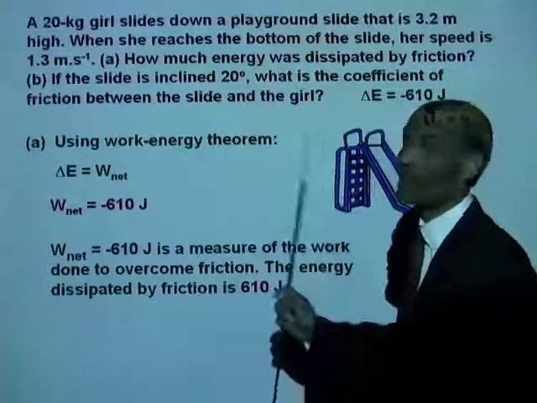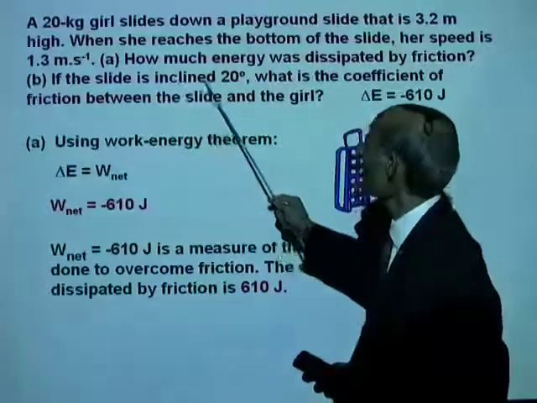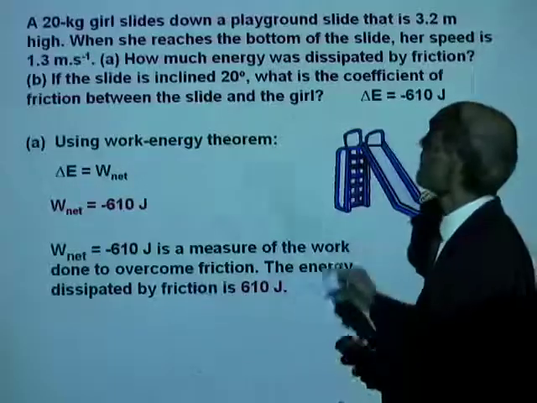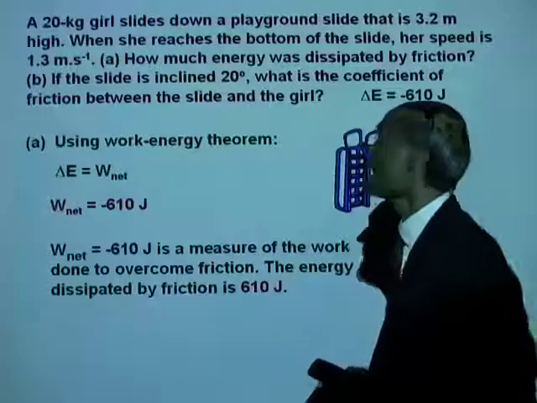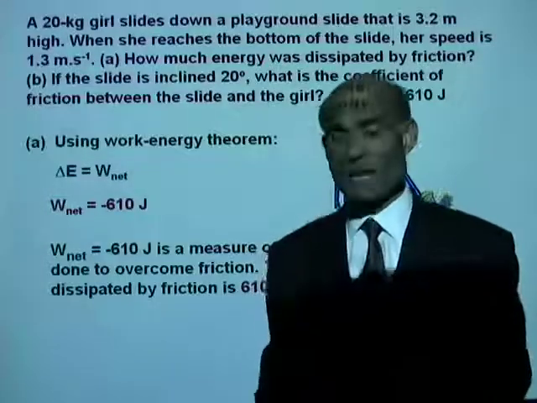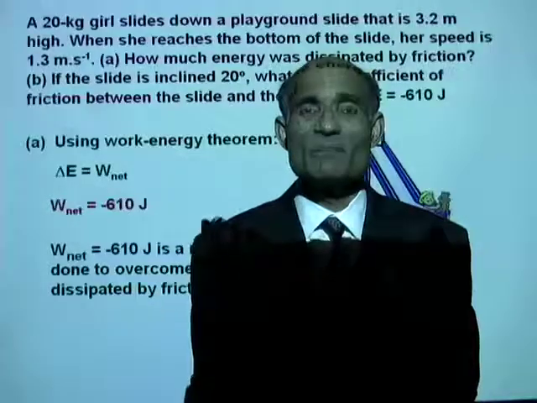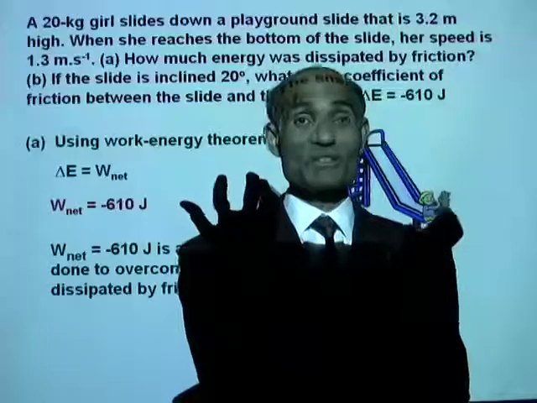Okay, what is the next part? That's very important. If the slide is inclined at 20 degrees to the horizontal, what is the coefficient of friction between the slide and the girl? Now tell me, if you remember, what are the quantities you need to measure the coefficient of friction?